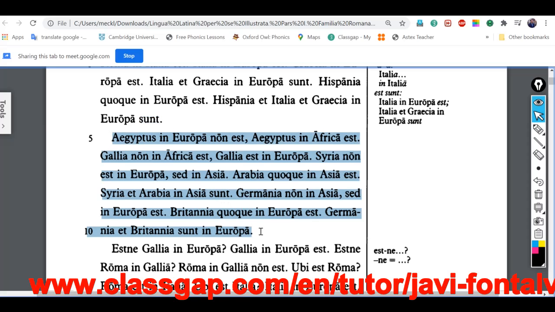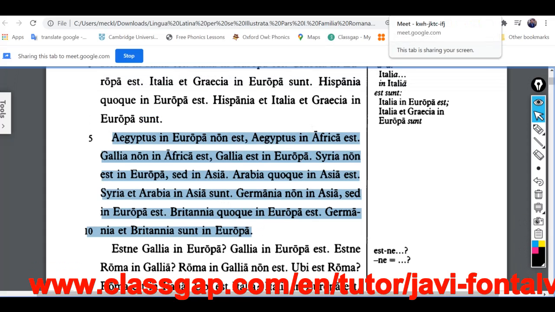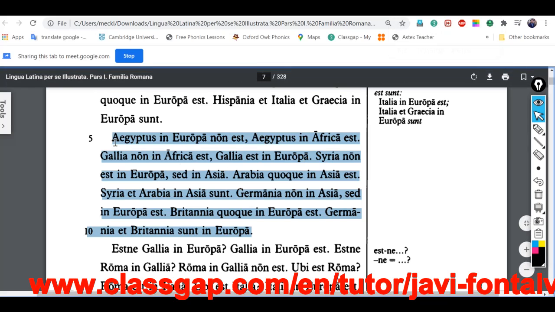Vale. Can I ask you your names so I can address you properly? ¿Cómo te llamas? Martina. Sí, Martina. And what about you? Me llamo Lily. Mi nombre es Javi. Okay, Javi.